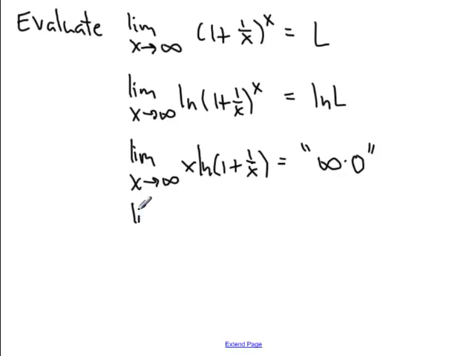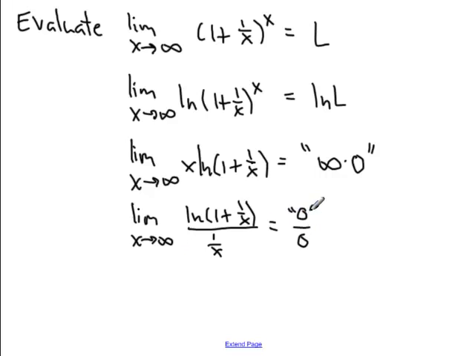So we saw how to do this earlier. Take the limit as x goes to infinity of ln(1 + 1/x), and make it into a quotient. So instead of having x as a coefficient, we'll have 1/x as the denominator. And now, if we let x go to infinity, we have the indeterminate form 0 over 0, in which case we can apply L'Hopital's rule.